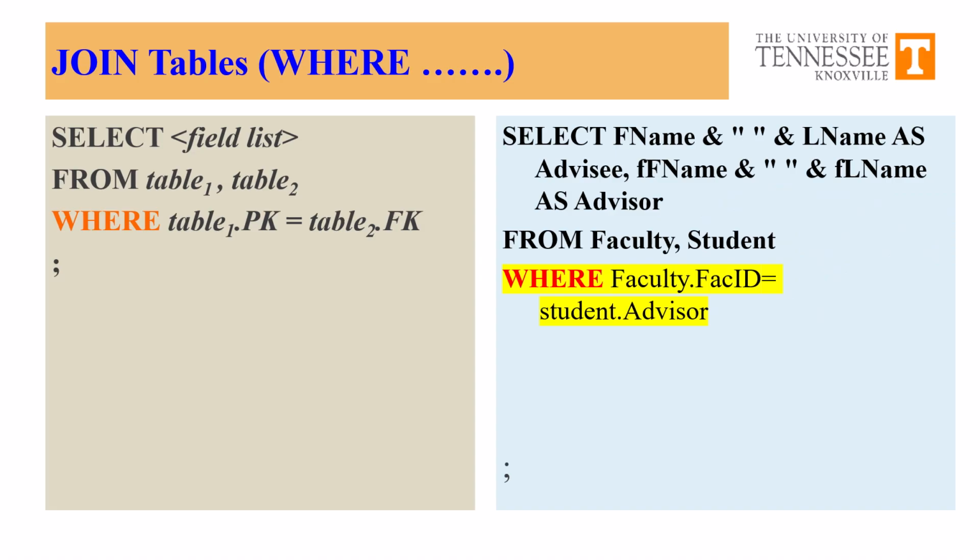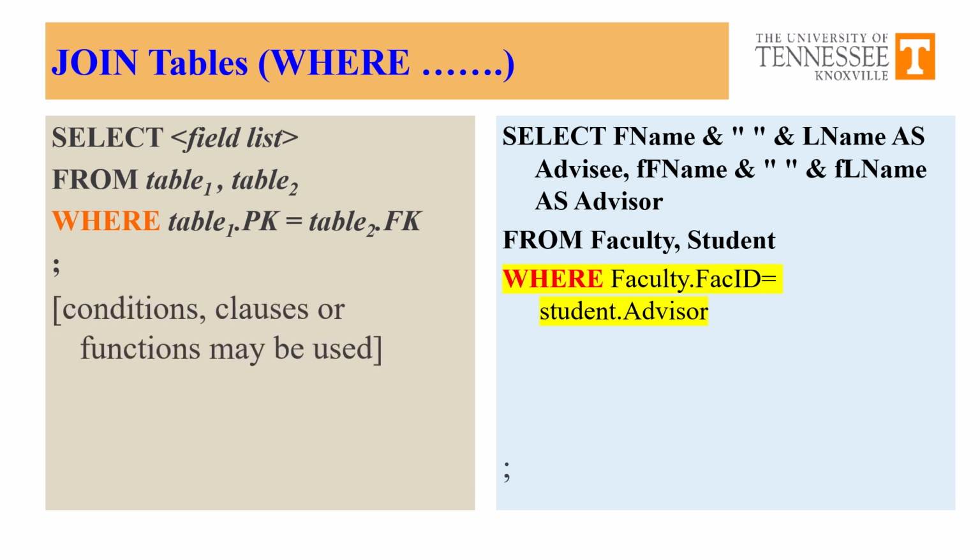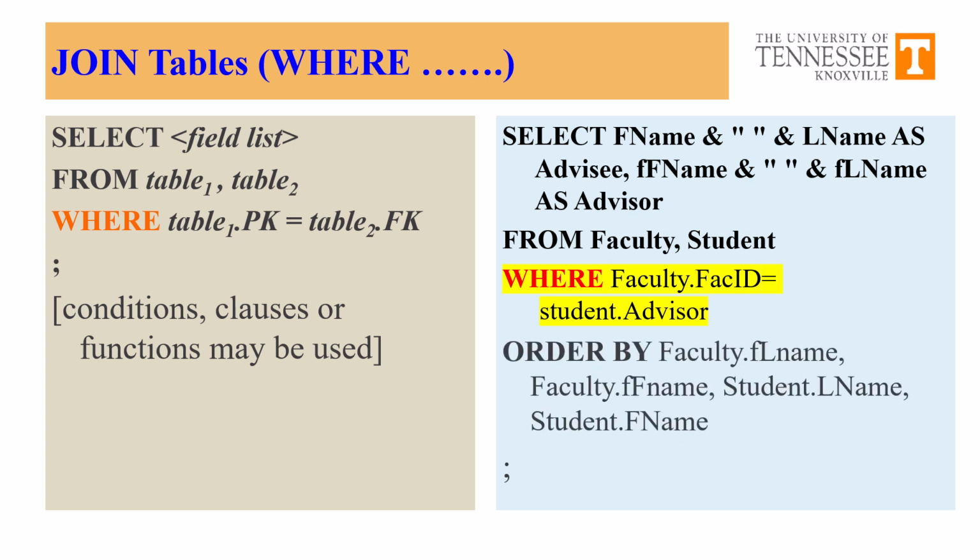This is a working example using WHERE to join two tables, faculty and student. Instead of using inner join, we list both tables in the FROM clause and join them with WHERE faculty ID equals student advisor. We also formatted outputs with the full name and aliases like advisee and advisor, then sort the results using ORDER BY. Functionally, it works the same as inner join, just using an older syntax.